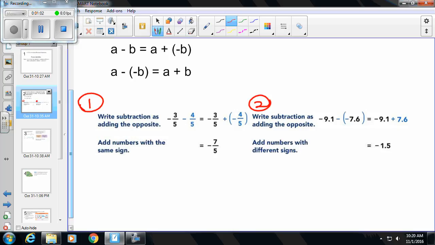In the second situation, subtraction is adding the opposite, so negative 9.1 minus negative 7.6 becomes negative 9.1 plus 7.6. Because the numbers have different signs, we're going to subtract the two and take the sign of the quote-unquote larger number. So in this case, when I subtract, I get 1.5. Because the 9.1 is the larger number, it's negative. My answer is negative 1.5.